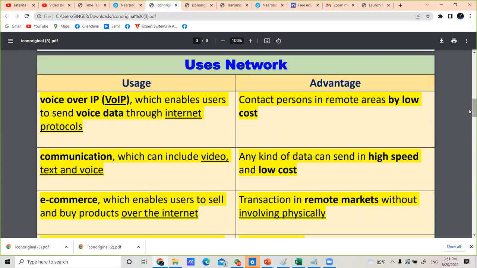However, e-commerce happens because of the computer network. Without the computer network, you can't carry out any e-commerce activities. Right? Here, the advantage is you can contact a remote market without being physically involved. Physically, you won't go to the required location. By staying at home, you can do a transaction with the merchant. Right, that's the advantage.